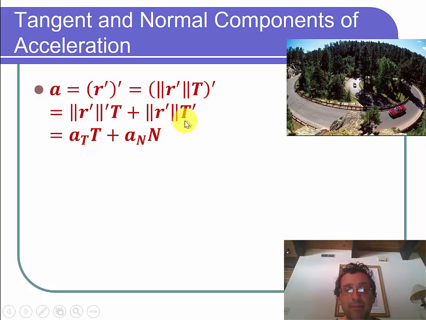Now t prime is always in the direction of the normal vector. So the magnitude of r prime times t prime is a scalar times the vector t prime, which is a scalar times a vector in the direction of n, which will be a vector in the direction of n. So we can say any vector in the direction of n is going to be some constant times n. So we can conclude that the acceleration is equal to a constant times the unit tangent vector plus a constant times the unit normal vector.